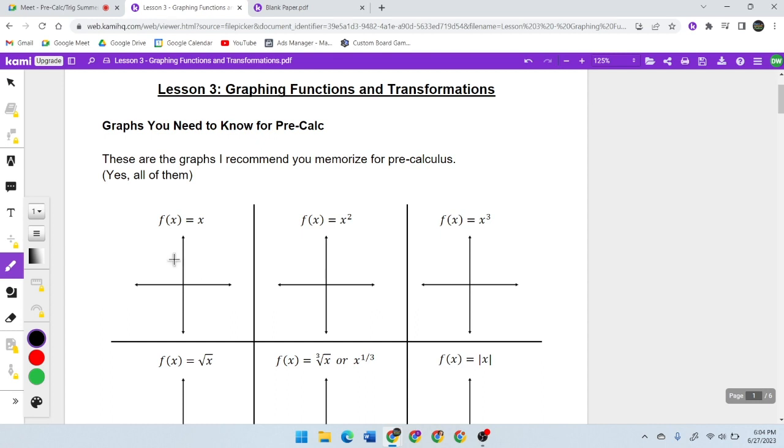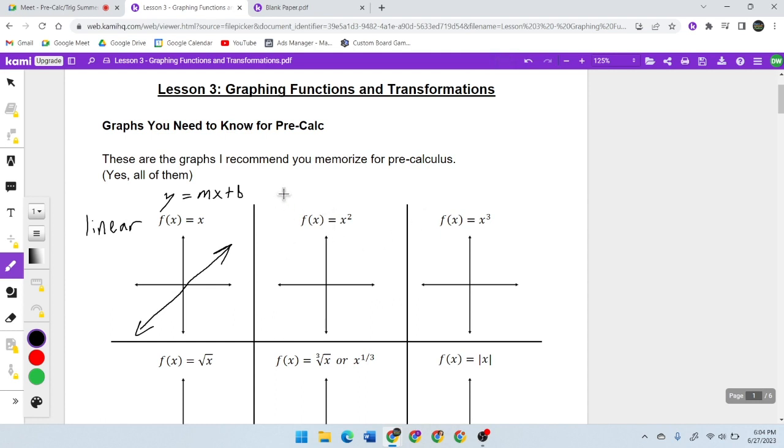When we see the graph of f of x equals x, hopefully you know that this just looks like a linear line like that. In other words, it's in the form y equals mx plus b. This is known as a linear line. Obviously, you can have a negative slope, and I'm assuming you know how to do this already.